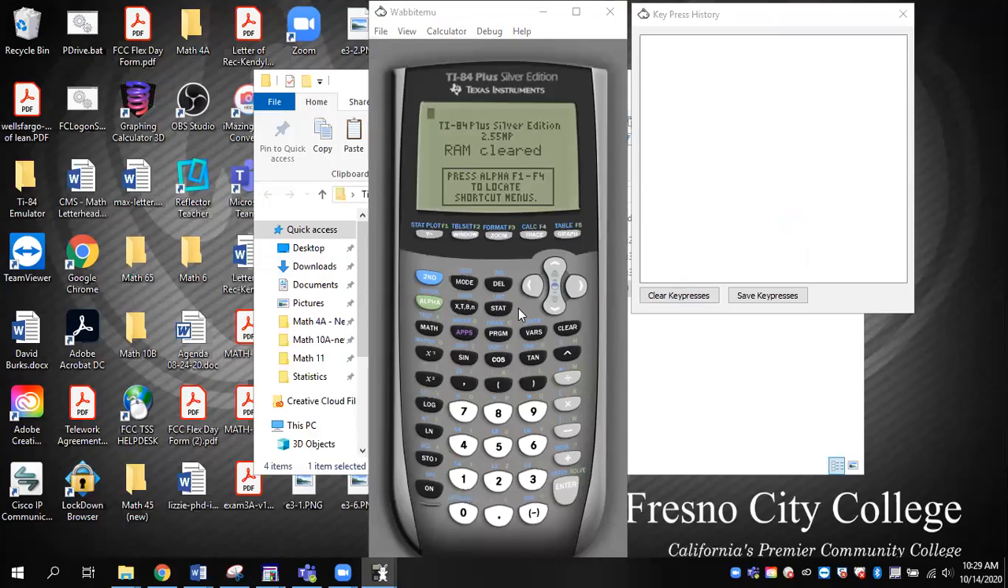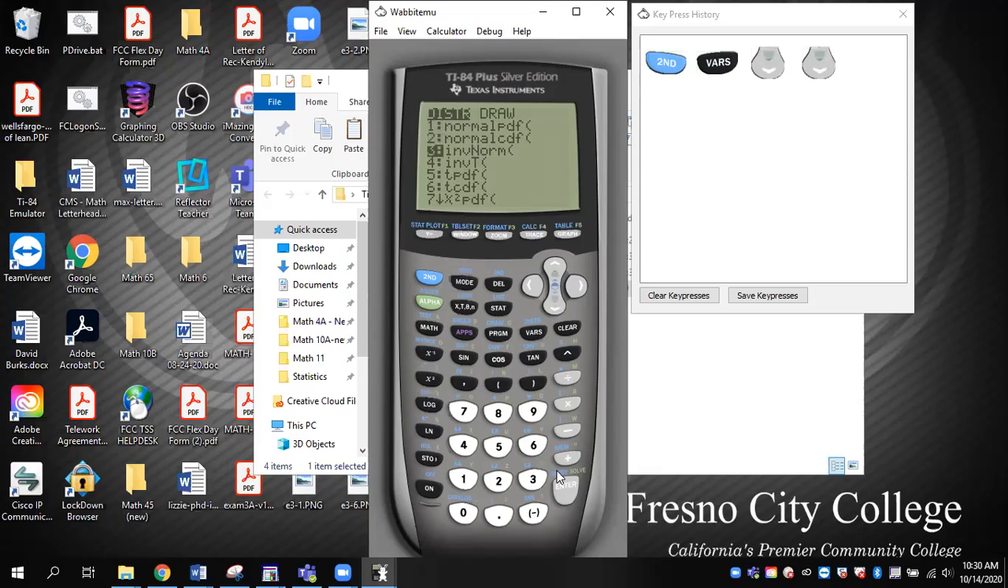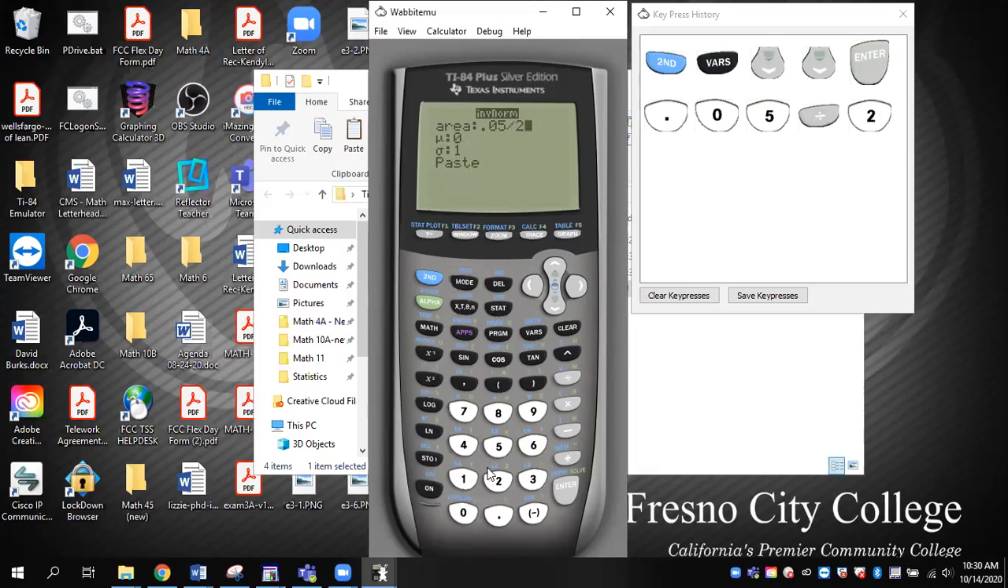The first thing we're going to press is second, distribution. That's where the inverse norm is, under second distribution, the thing above VARS. Go down to inverse norm, hit enter. So now I'm on inverse norm. The area to the left is going to be 0.05 divided by 2. Go on down. 0 and 1 are already in there. Perfect. 0 and 1 is what I want.